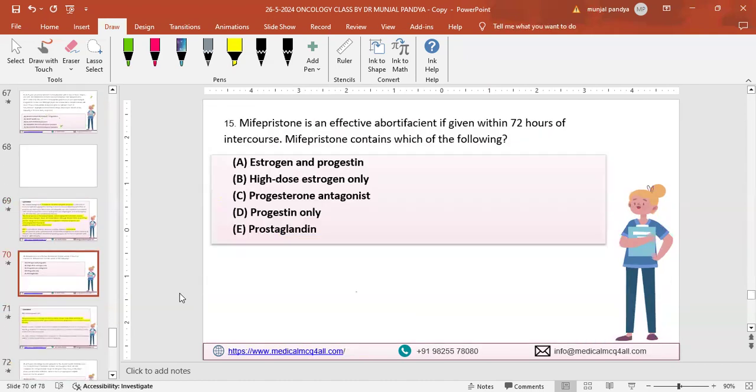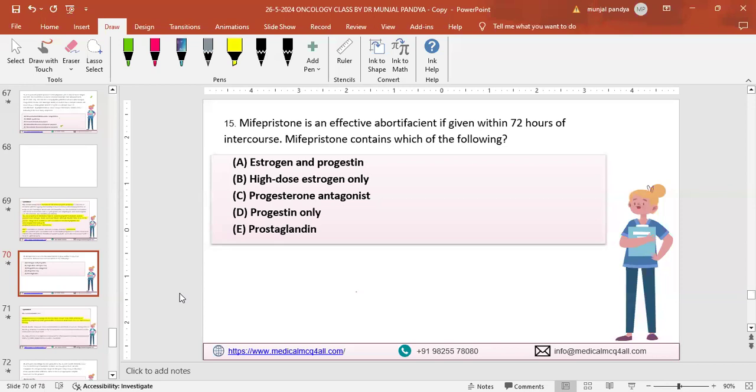Last but not the least, mifepristone is an effective abortifacient if given within 72 hours of intercourse. Mifepristone contains which of the following? Estrogen, progesterone, high dose of estrogen, progesterone antagonist, progesterone only, and prostaglandin.